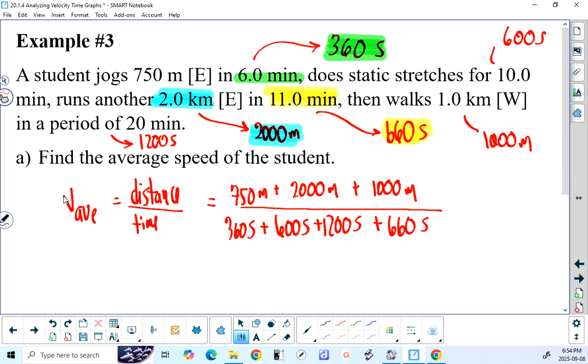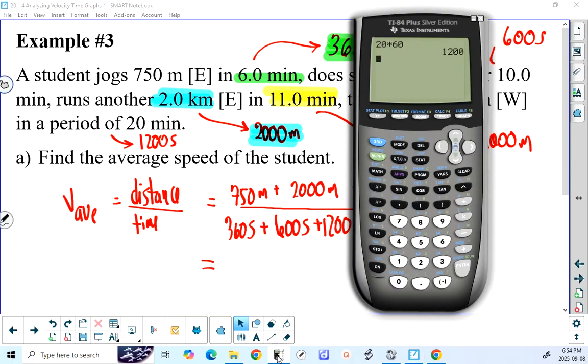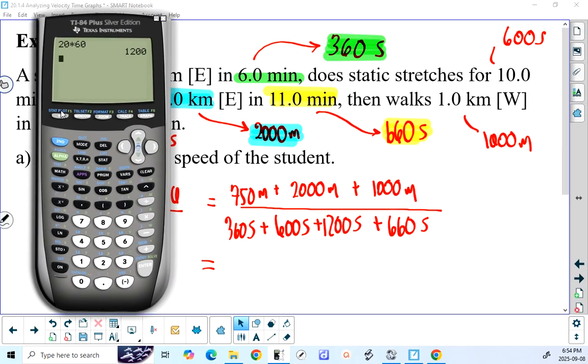I don't think this is something you'd want to do in your head, and I probably wouldn't even enter it in my calculator all in one shot. What I would do is calculate the top and the bottom separately. So 750 plus 2,000 plus 1,000. So that's 3,750. On the bottom we have 360 plus 600 plus 1,200 plus 660. 360 plus 600 plus 1,200 plus 660 is 2,820.